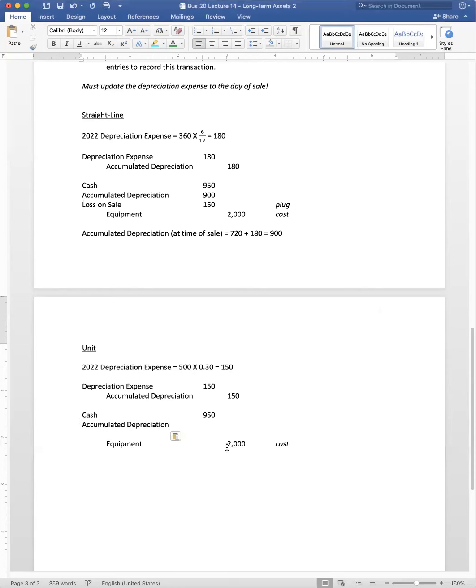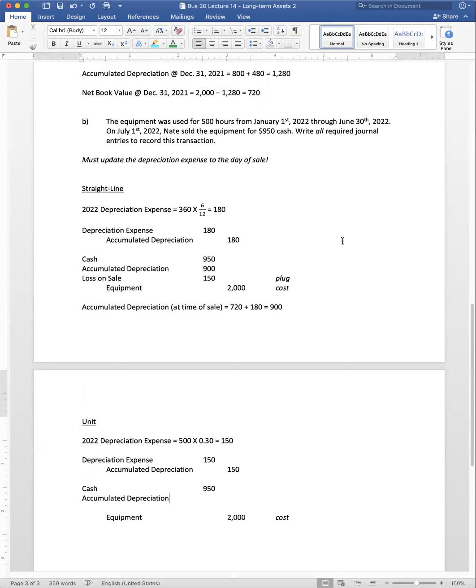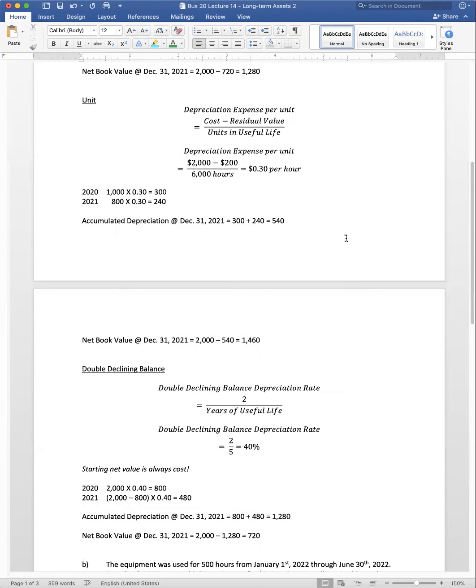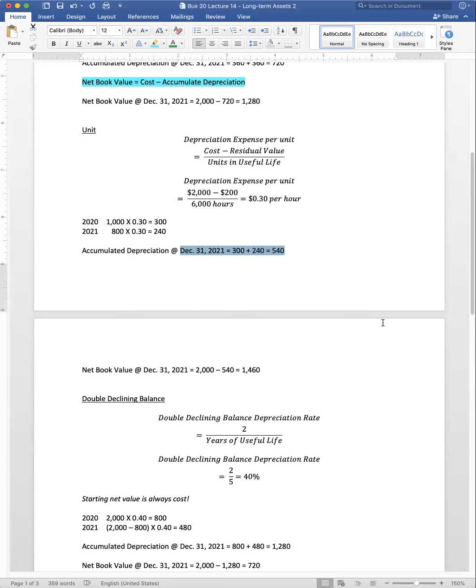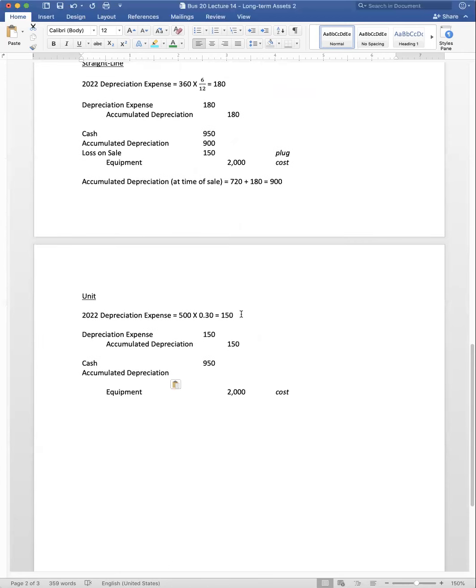All right, now how much is accumulated depreciation? Well, back here in the first part of the question, we calculated that the accumulated depreciation at December 31st, 2021 was $540. Since that time, we've had another $150 of depreciation expense in 2022. So the total accumulated depreciation at the time of the sale is going to be the $540 through 2021 plus the $150 from 2022 to give us $690. So the accumulated depreciation is going to be $690.